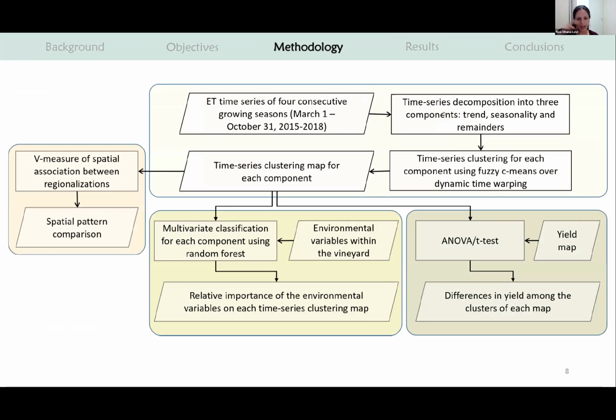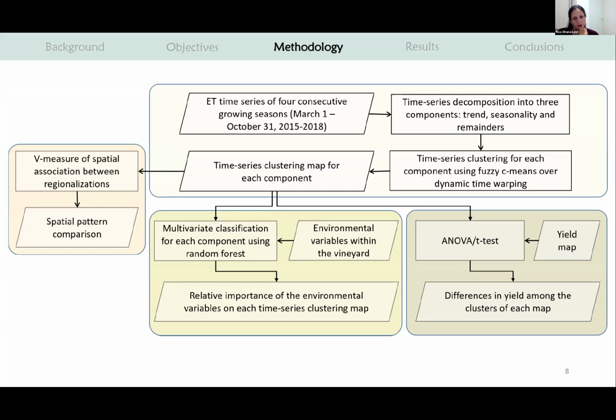Mainly what we did with ET was, for each pixel, we had a time series, and I'm going to show it in a bit, but we did a time series decomposition, meaning that we got information on each pixel regarding 3 different time scales. One is a long-term trend, the second is the seasonality, and the third is the remainder, which represents the daily variations in ET. And then we took each of these time series components and applied time series clustering.